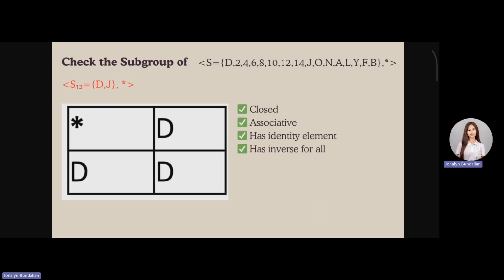So last, S sub 13 is equal to D. So this is our table. As we can see, it is also closed. It is associative. It has an identity element, and it has an inverse for all.